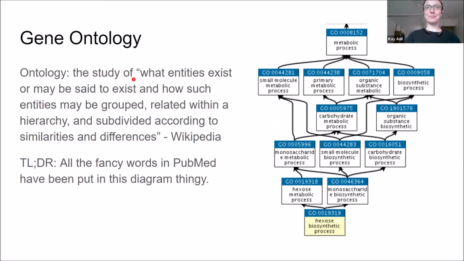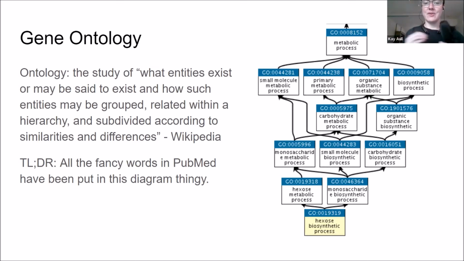Gene ontology. Okay, so what is gene ontology? What is ontology? It is the study of what entities exist or may be said to exist, and how such entities may be grouped, related within a hierarchy, and subdivided according to similarities and differences. Which is a lot of fancy words to say that they took PubMed, took all the fancy words in PubMed, and they put this into this diagram thingy. It's a hierarchical diagram that captures PubMed.